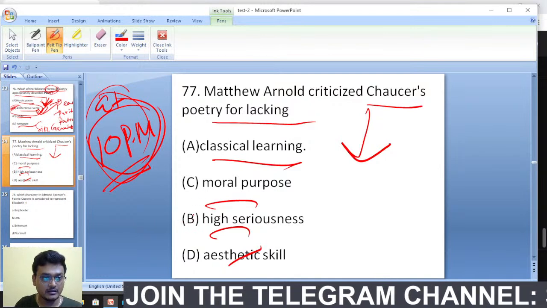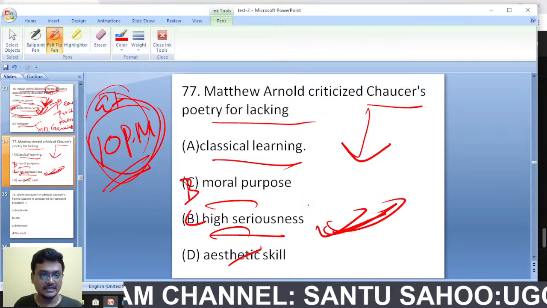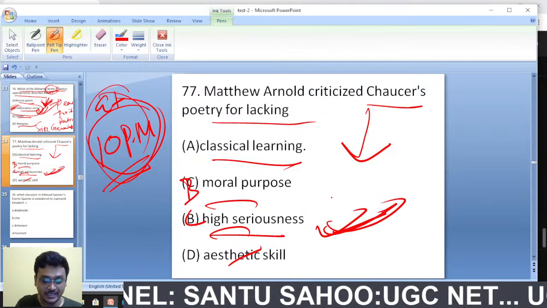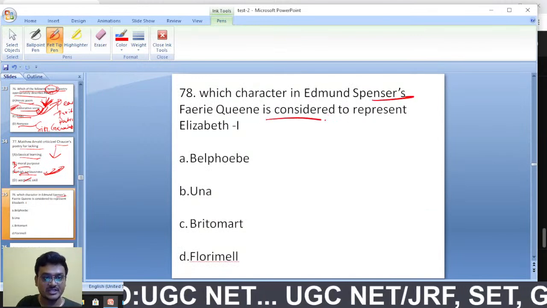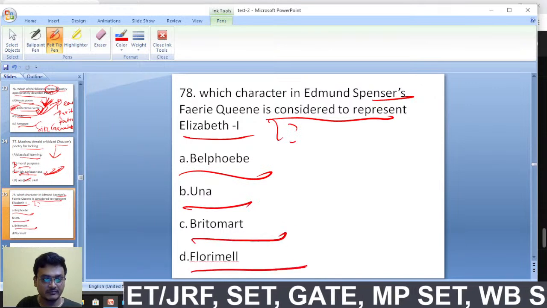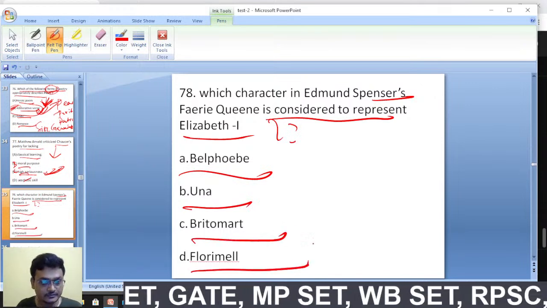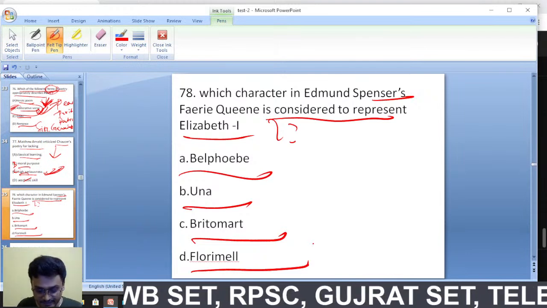A, B, C, D. Got it. High seriousness. Got it, everyone. Lacking high seriousness. Which character in Edmund Spenser's Faerie Queene is considered to represent Elizabeth I? Belphoebe, Una, Britomart, Florimel. Okay, here is 78.